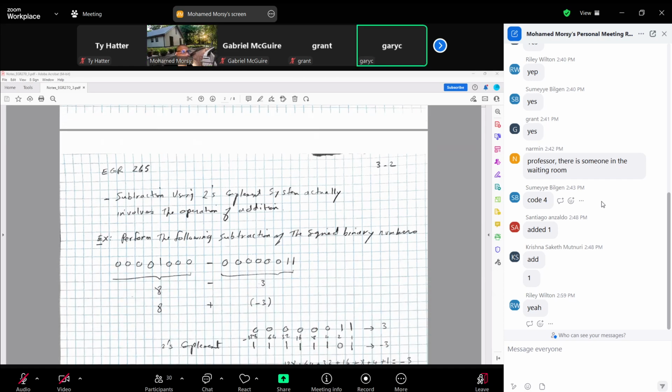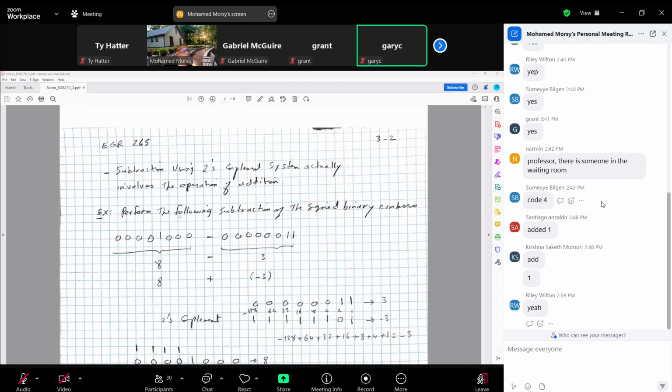Okay, thank you. Okay, sure. So what is the advantage of using 2's complement representation? What is the advantage? We have a big advantage, actually.